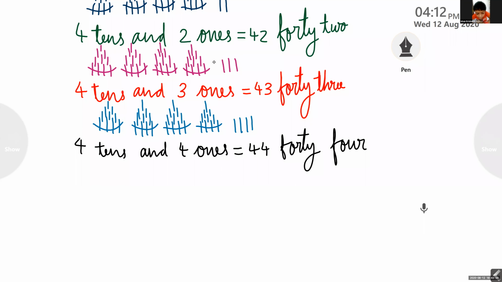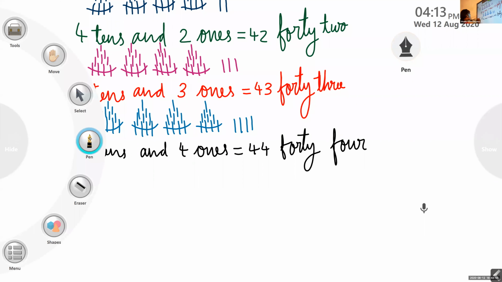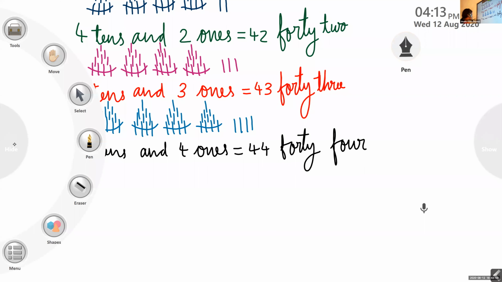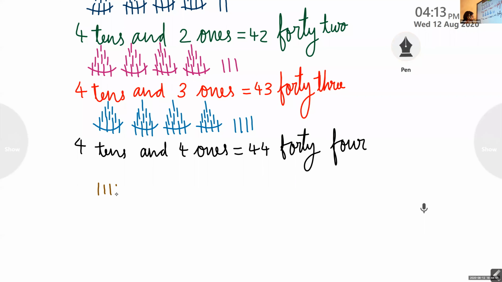Okay, write 44. Then we will write 45. So 45 has how many tens and how many ones? 4 tens and 5 ones. Very good. So we have the next number, 45. So 4 tens.